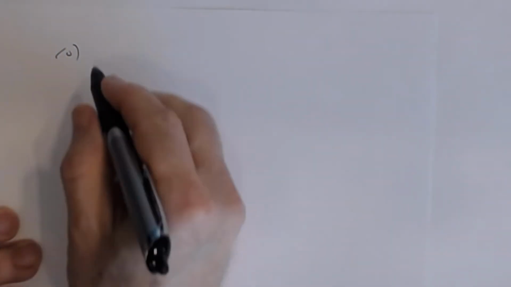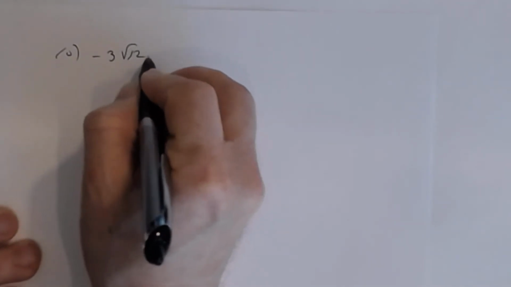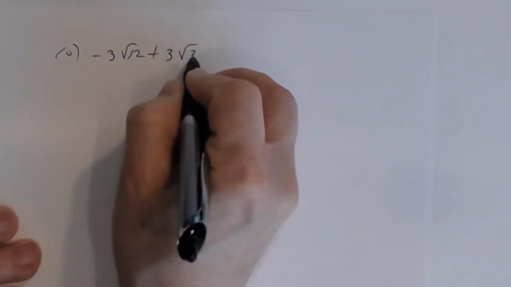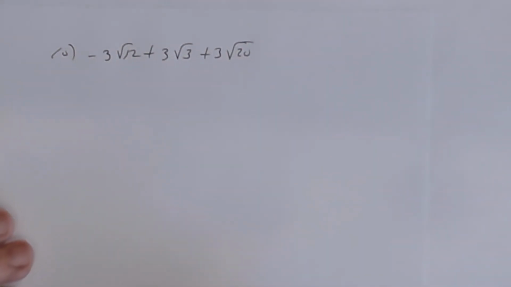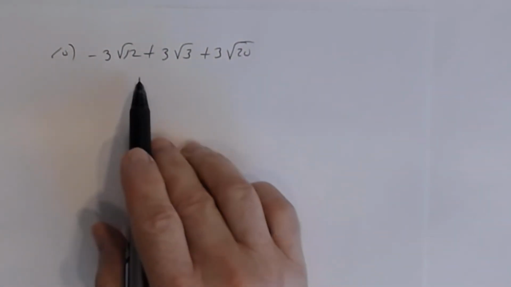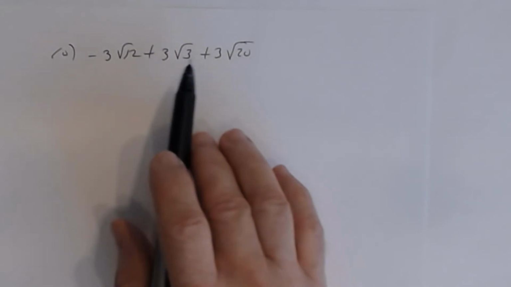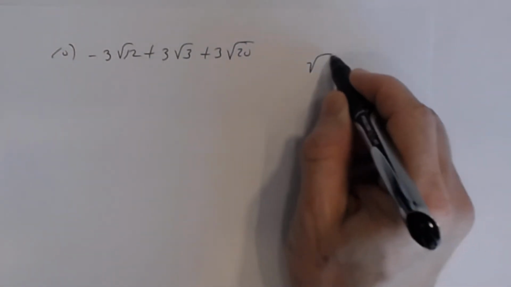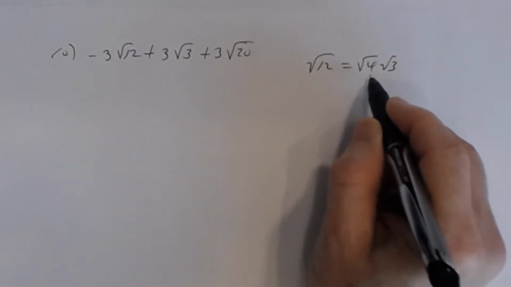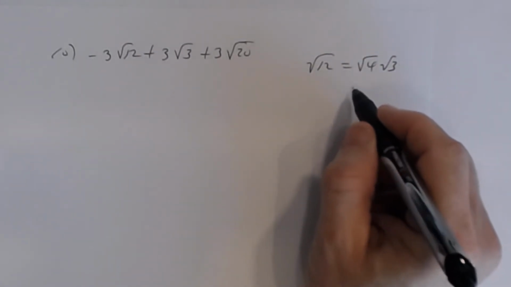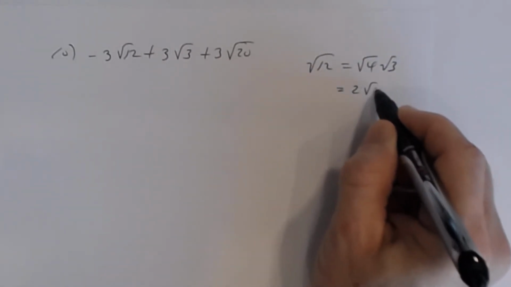So number 10, we have negative 3 square root of 12 plus 3 square root of 3 plus 3 square root of 20. And again, we're going to simplify each one of these. There are 3 terms. So let's look at the square root of 12. So the square root of 12 I can write as the square root of 4 times the square root of 3. 4 is the largest perfect square that goes into 12. So that's 2 square root of 3.